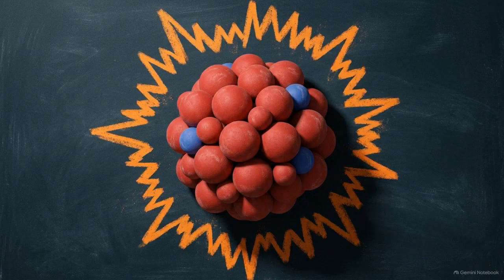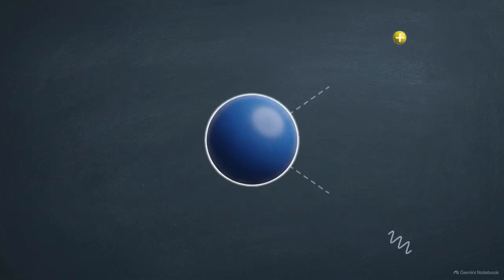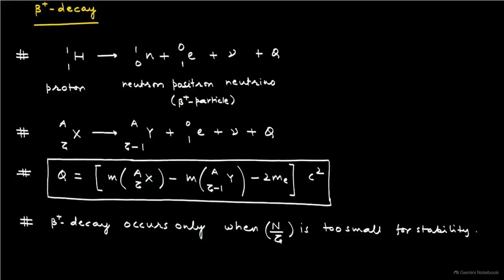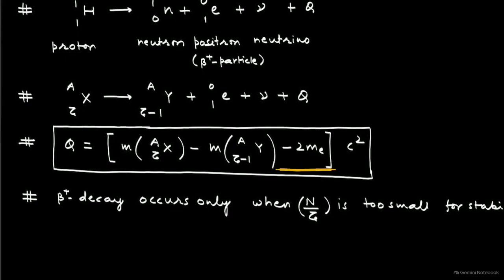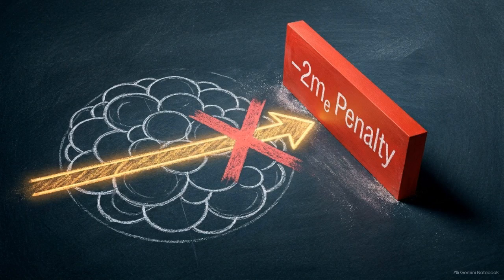Conversely, some nuclei are proton-rich, meaning the N/Z ratio is too small for stability. These nuclei can undergo beta-plus decay, where a proton converts to a neutron while emitting a positron and a neutrino. In this equation for beta-plus decay, the math changes. The Q value includes a specific penalty, -2 times the mass of an electron. Ejecting a positron forces the nucleus to shed the mass equivalent of 2 full electrons. This is the thermodynamic cost of the transition. If a proton-rich nucleus lacks the mass-energy difference required to pay this 2-electron penalty, beta-plus decay becomes energetically impossible.